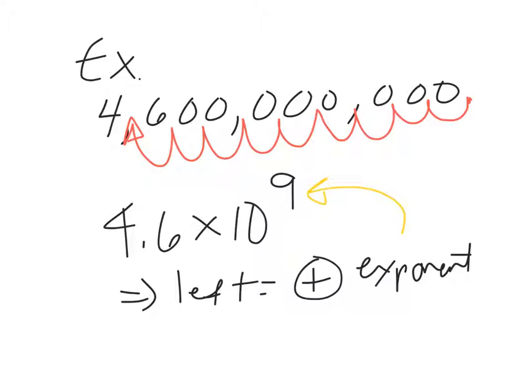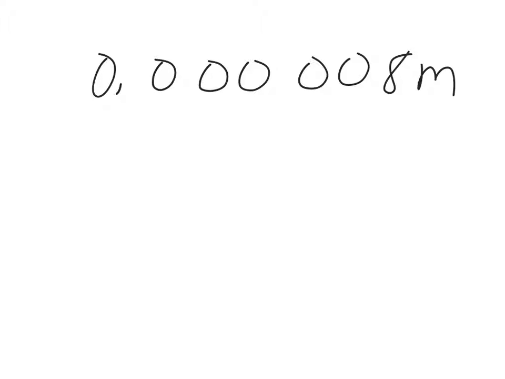Okay? So let's do a tiny number now as another example. The size of a red blood cell would be 0.000008 meters. That's very, very tiny. So I'm going to move my decimal point again. This time I've got to move it to the right. 1, 2, 3, 4, 5, 6.